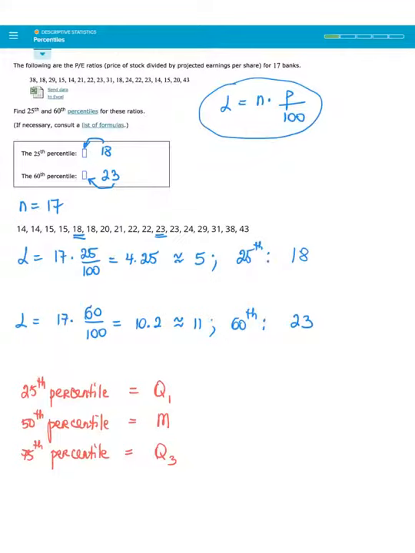I would like to note that the 25th percentile is the same as quartile 1, the 50th percentile is the same as the median, and the 75th percentile is the same as quartile 3. We already saw quartile 1, median, and quartile 3 when we learned about the 5-number summary and when we learned how to build box and whisker plots.